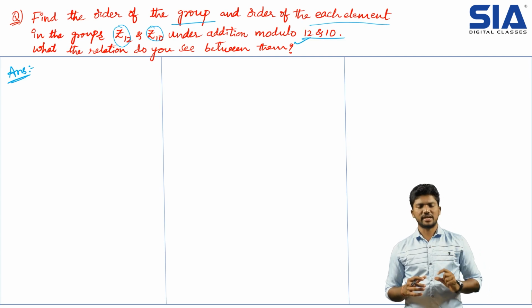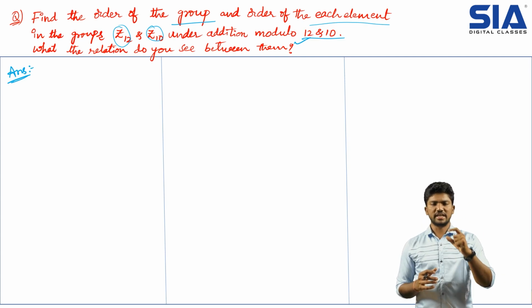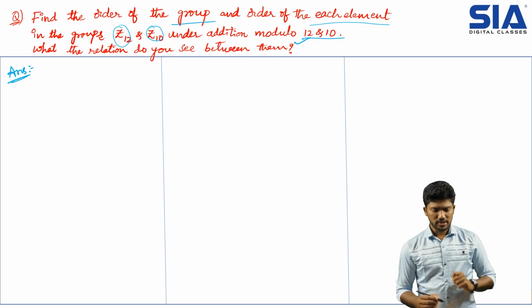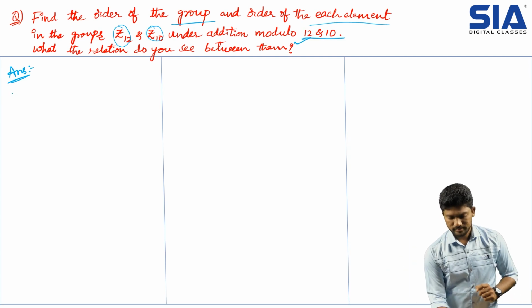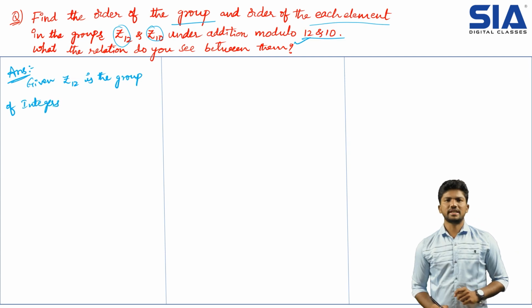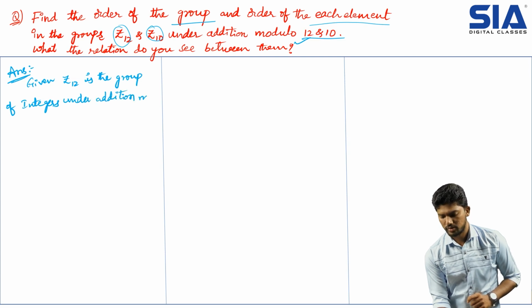In recent examinations, the questions are asked in this format: find the order of a group and order of each element, and what is the relation between them. So this is one of the important questions. We can start the solution. Given Z12 is the group of integers under addition modulo 12.